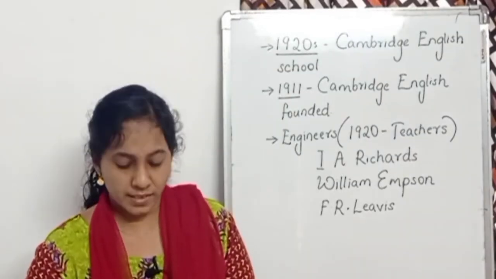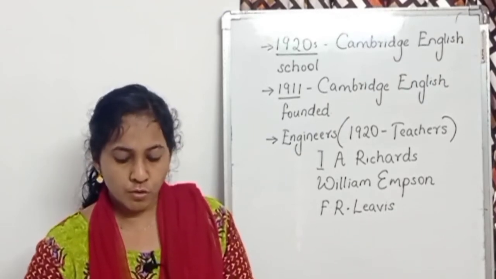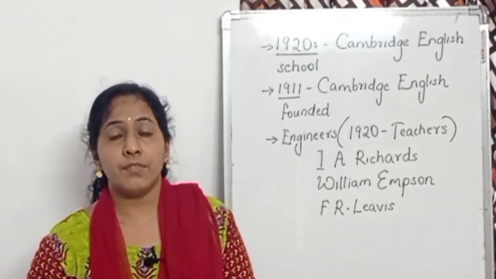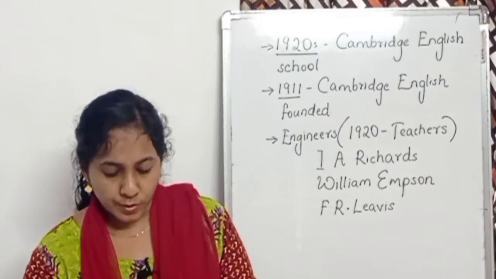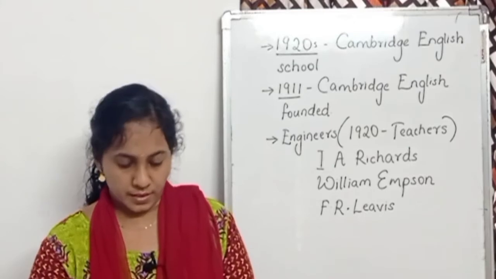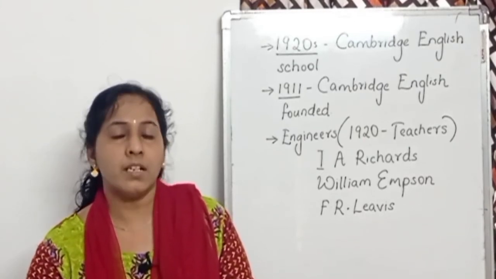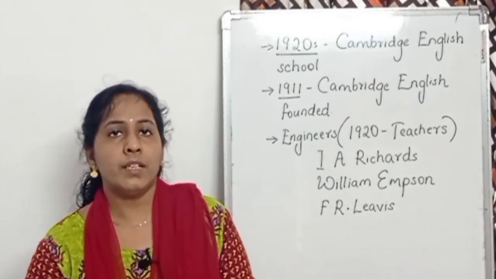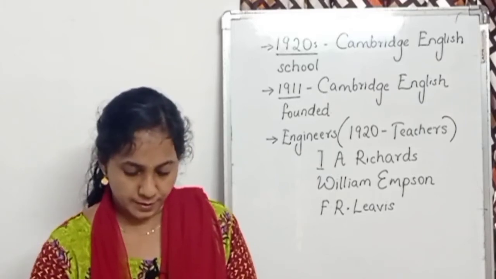In the 1920s, in the Cambridge English School, English was given a greater sense of direction. It had a focus. There was a reason for this. Cambridge English was the most recently founded, that is from 1911. So it was only in the later period of 1911 that Cambridge English was founded.